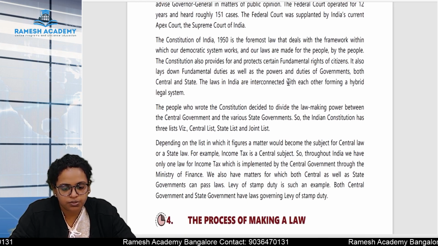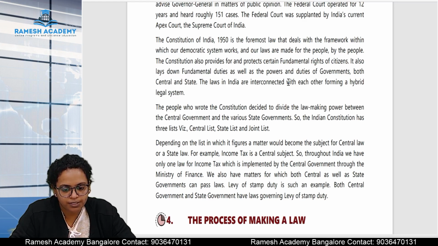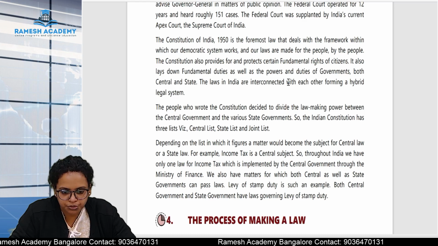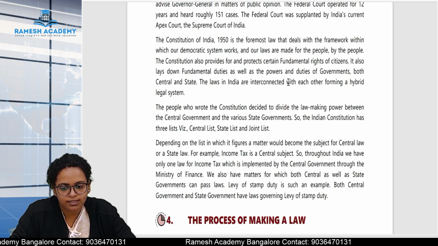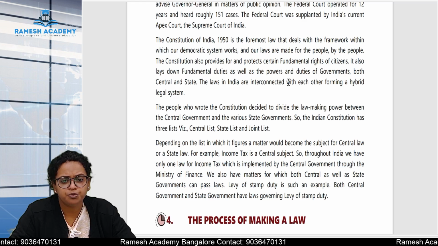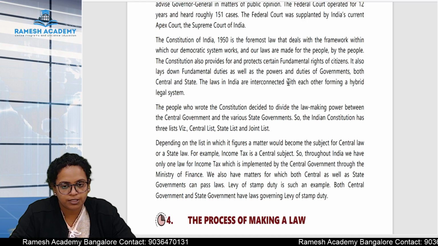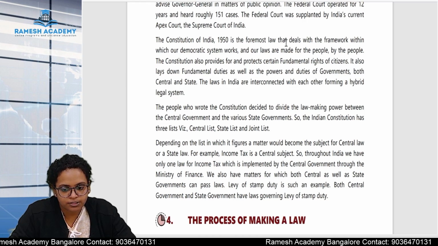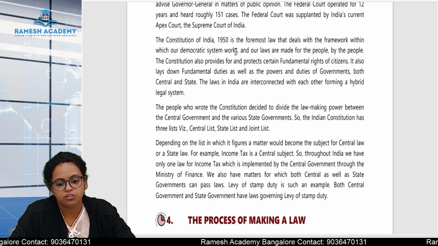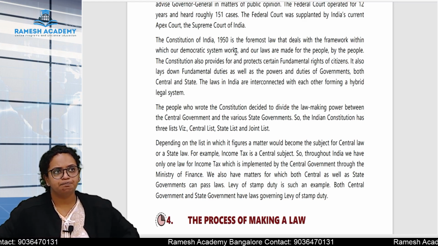Okay, let's continue. The Constitution of India 1950 is the foremost law that deals with the framework within which our democratic system works. As I told you before, our constitution is the main source of our law. Our constitution gives all the laws for the country to work. Read this line: the law that deals with the framework within which our democratic system works. I'll give you an example here.